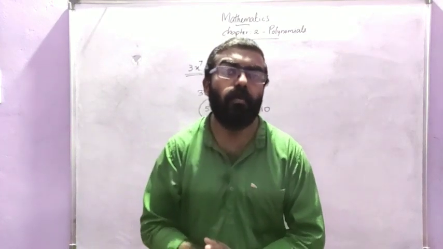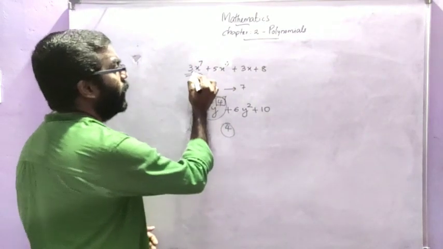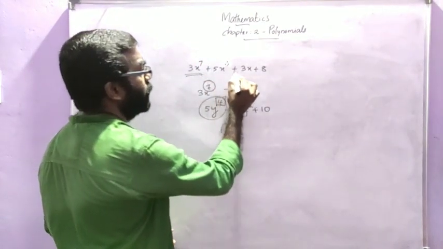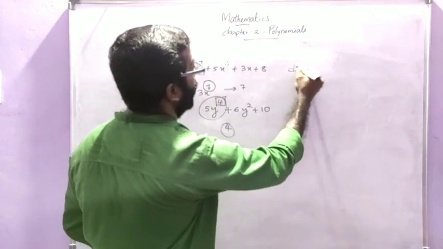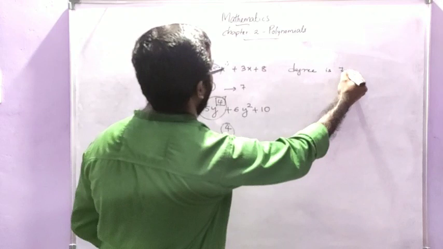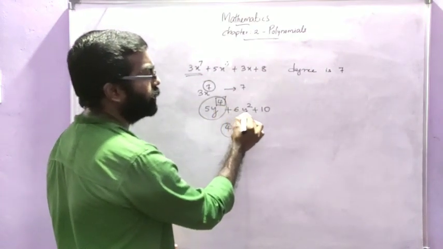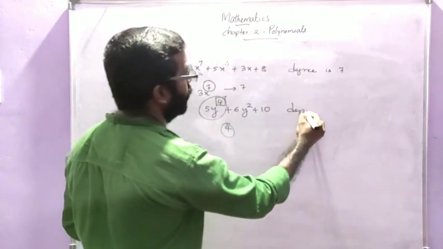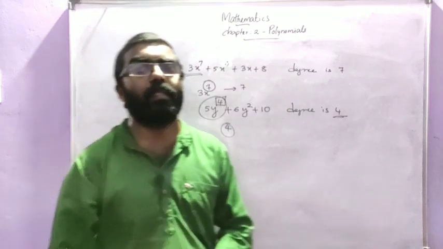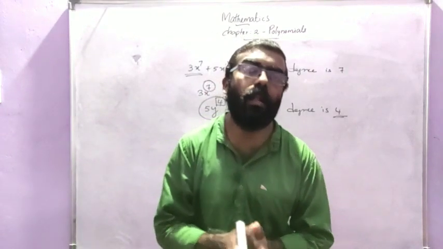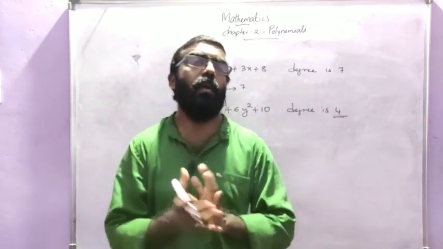Okay, here the exponent is 7 and here the exponent is what? 4. We call the highest power of the variable in a polynomial as degree of the polynomial. So the degree of the polynomial 3x raised to 7 plus 5x raised to 6 plus 3x plus 8 is 7. And the degree of the polynomial 5y raised to 4 plus 6y square plus 10 is 4. Okay. That means the degree of the polynomial, we mean the highest power of the variable in the polynomial.